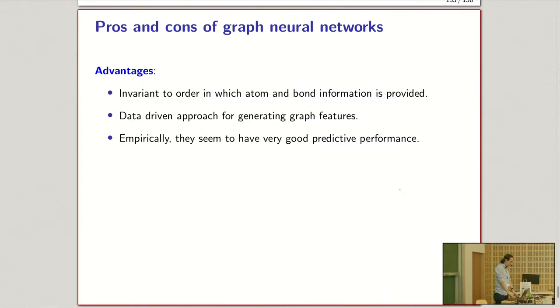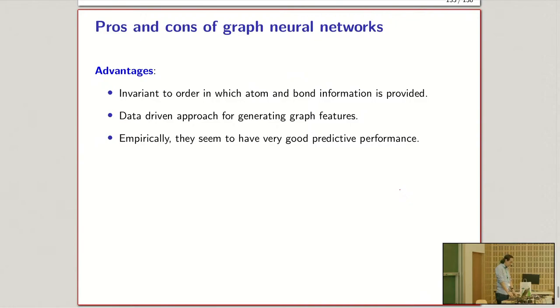When you have quite a lot of data. Actually, fingerprints are extremely good if you don't have a lot of data. They're going to be way better than graph neural networks. So that's why fingerprints are still quite useful. If you have a data set with maybe 100 data points or 300 data points, fingerprints will still be better than graph neural networks because you don't have enough data to train your networks.